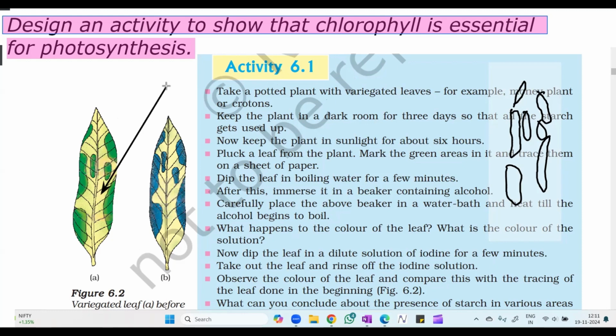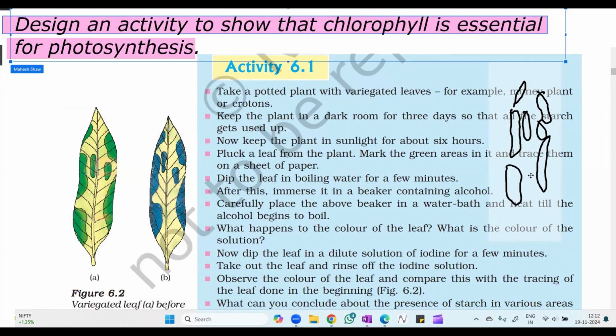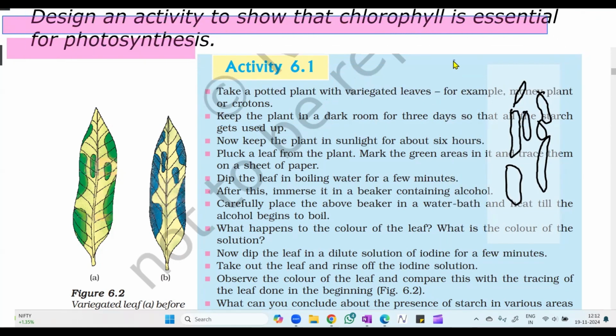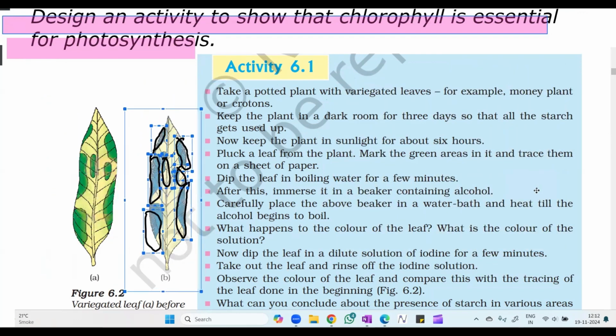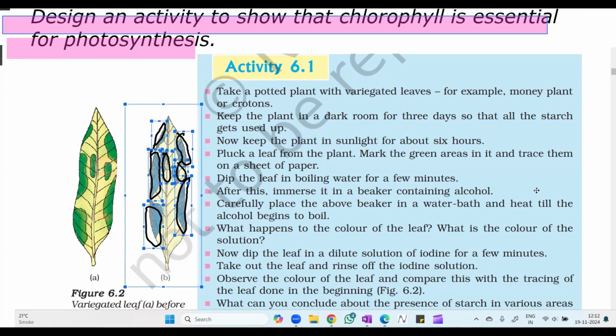you are going to put iodine solution on it. As you know, iodine is used to test the presence of starch. And then when you place the tracing paper back, you will find that those portions which were marked, where chlorophyll was present, will turn blue black and the other portion does not. So it shows that chlorophyll is necessary for photosynthesis.